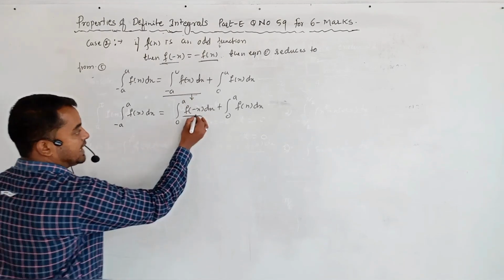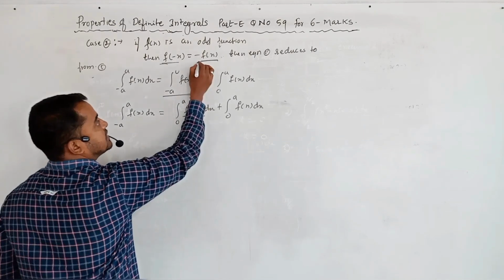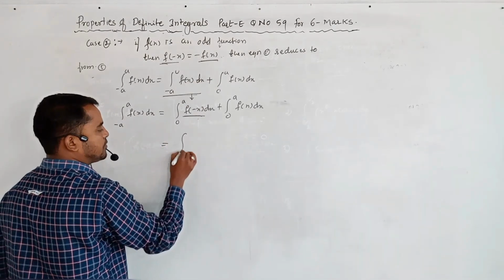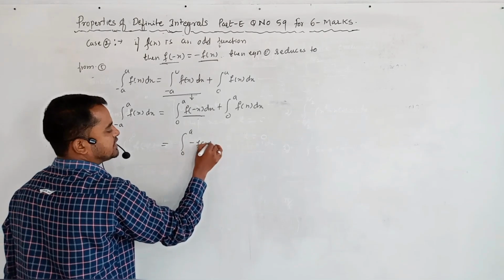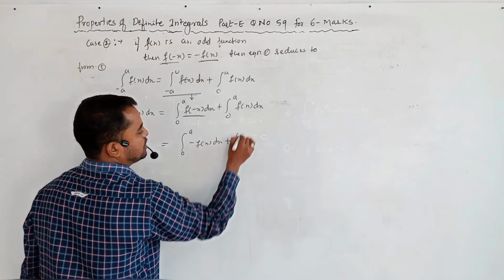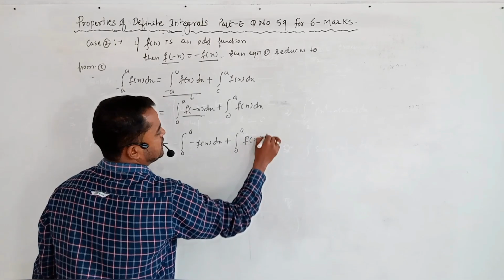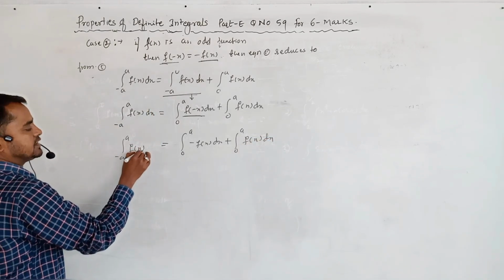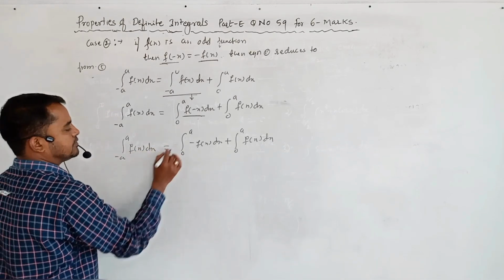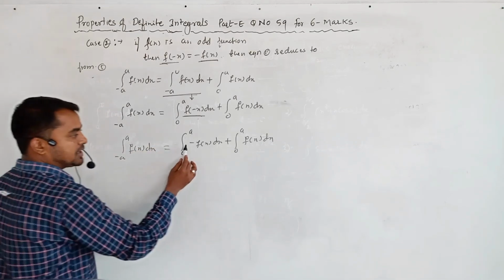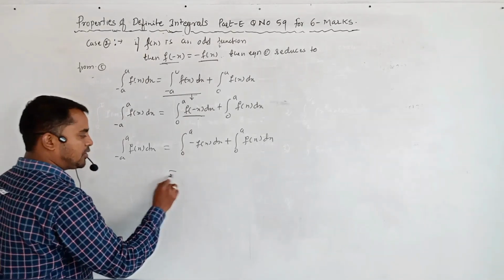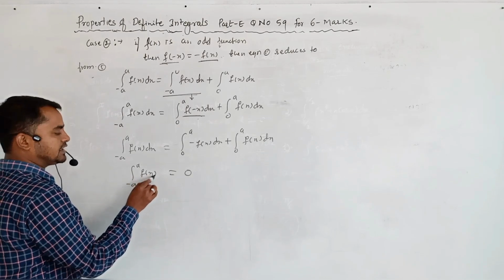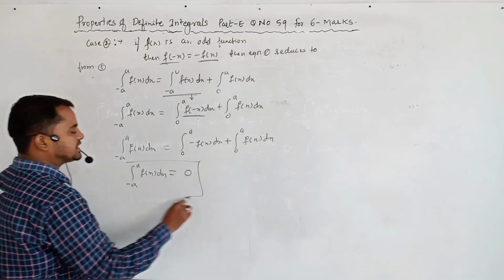Then if f of minus x is an odd function, it becomes minus the integral from 0 to a of f of x dx plus the integral from 0 to a of f of x dx. Then the integral from minus a to a of f of x dx: see here, this is a plus value and this is a minus value, so they get cancelled. It will be 0. The integral from minus a to a of f of x dx is equal to 0. This is your second proof.